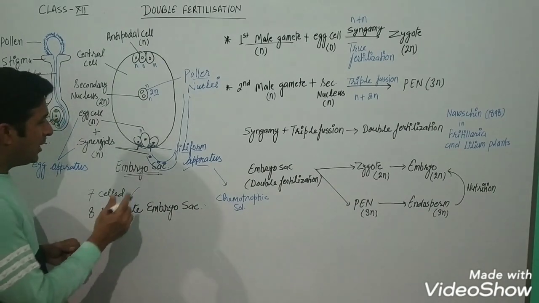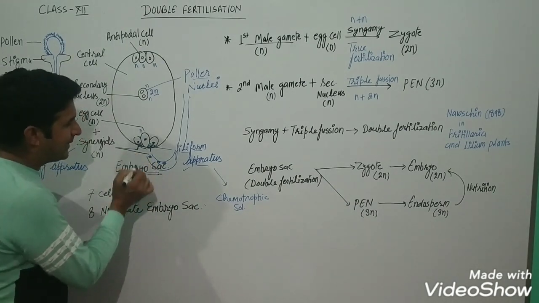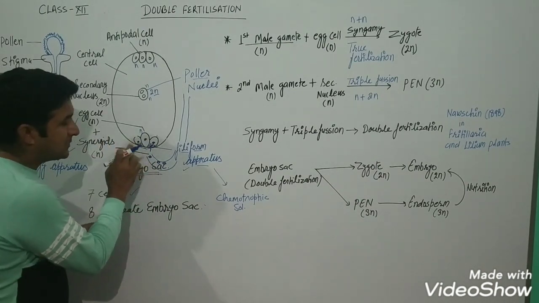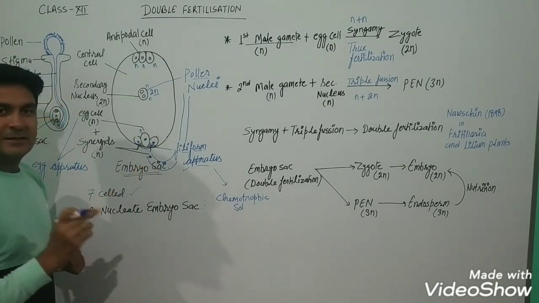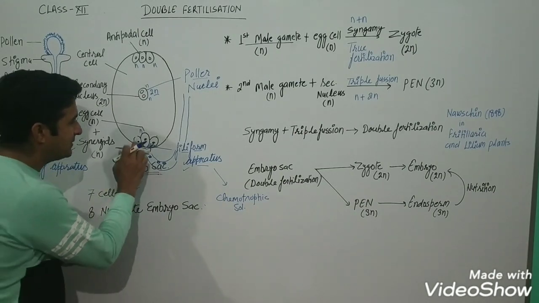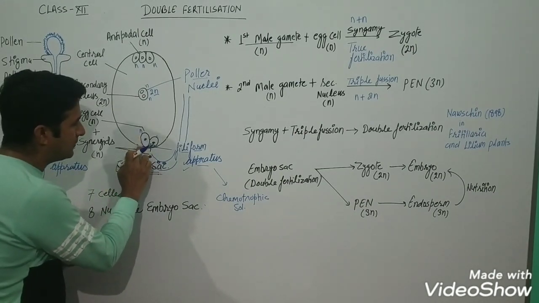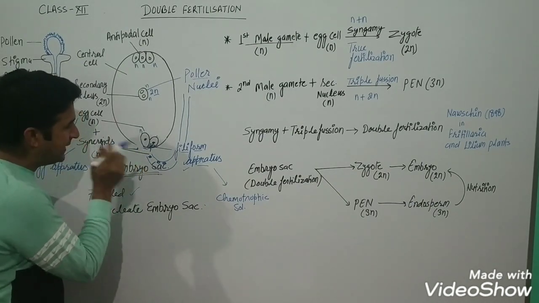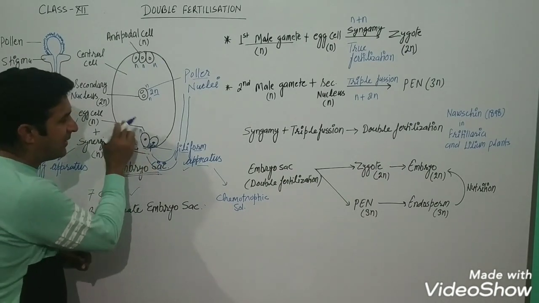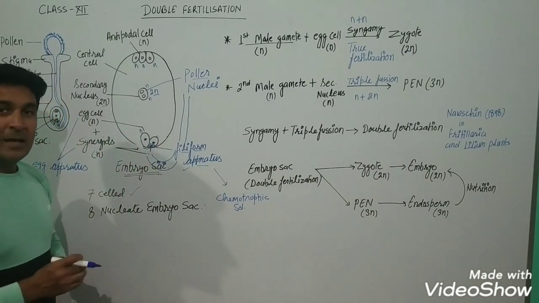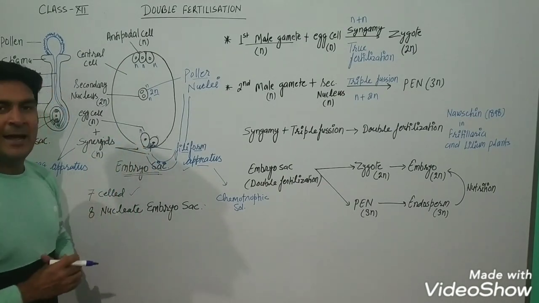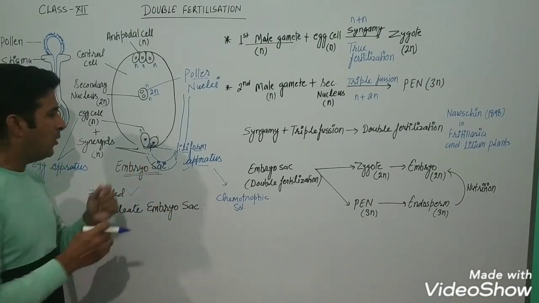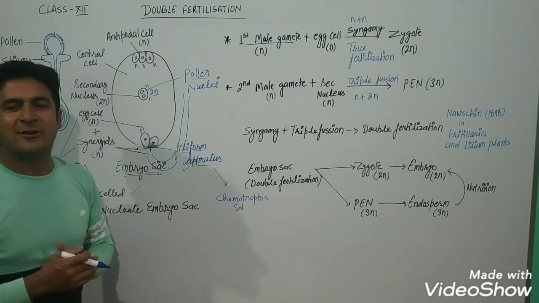Okay, now when these nuclei reach near the egg apparatus, first any one synergid out of two will dissolve, and when the synergid dissolves, the tube nucleus will get entry first of all. When the tube nucleus gets entry inside the embryo sac, its role is finished. Now the tube nucleus will degenerate.